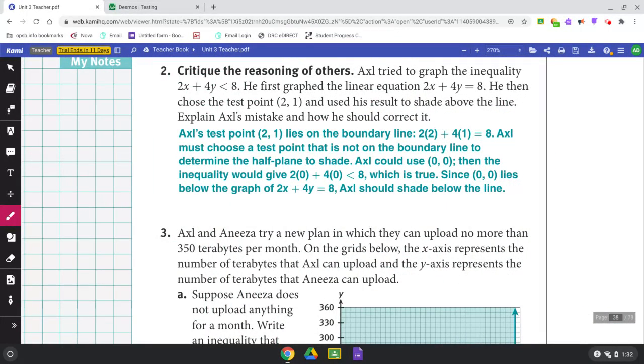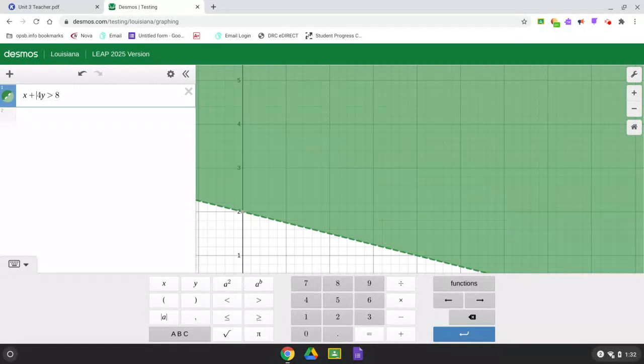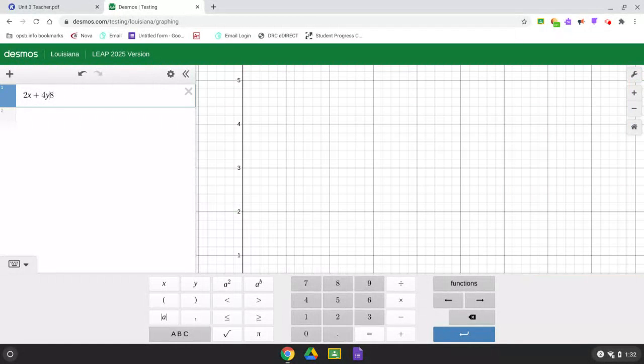Okay, question 2. Axel tried to graph the inequality 2x plus 4y is less than 8. He first graphed the linear equation 2x plus 4y equals 8. He then chose the test point 2, 1 and used his result to shade above the line. Explain Axel's mistake and how he should correct it. Well, Axel's test point 2, 1 lies on the boundary line. If you graph that point, let's go to Desmos. 2x plus 4y is less than 8.